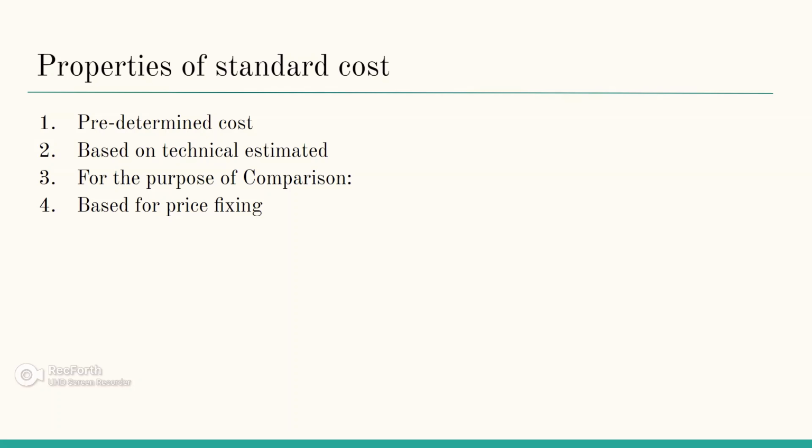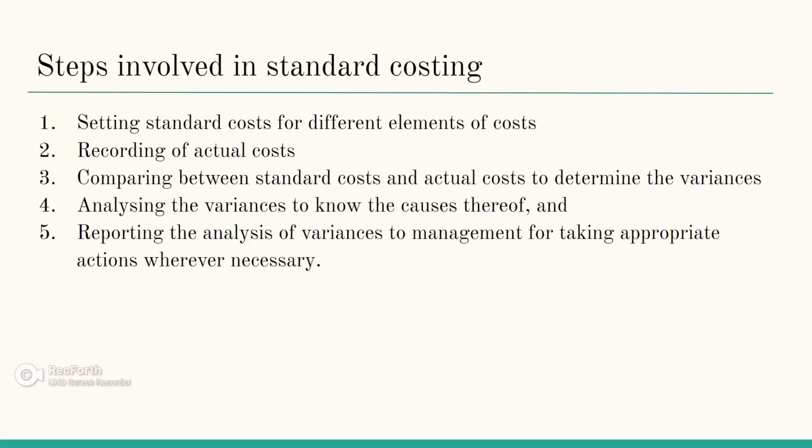Steps. Thus, standard costing involves the following steps. 1. Setting standard costs for different elements of costs. 2. Recording of actual costs. 3. Comparison between standard costs and actual costs to determine the variance. 4. Analyzing the variance to know the causes thereof. And 5. Reporting the analysis of variance to management for taking appropriate actions wherever necessary.